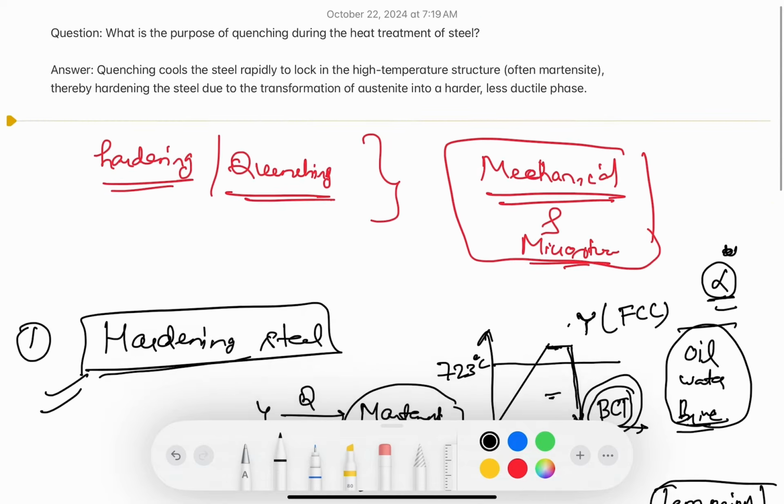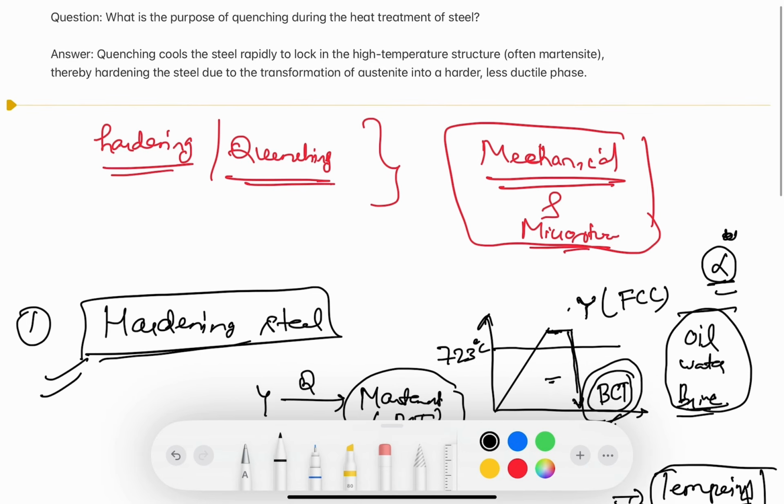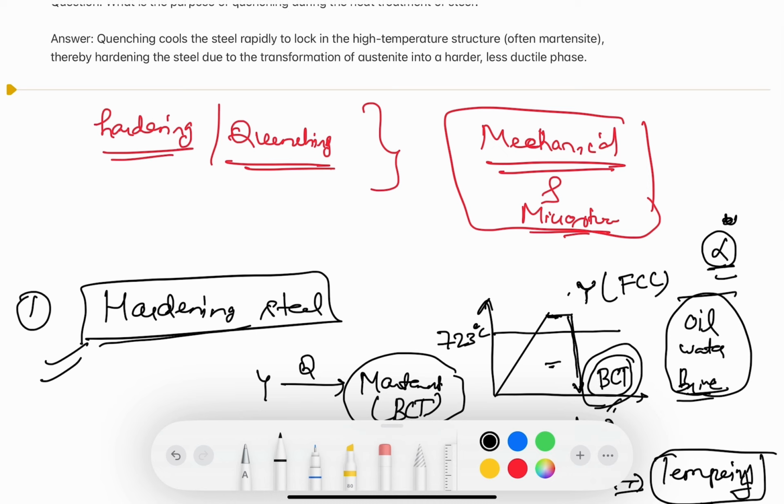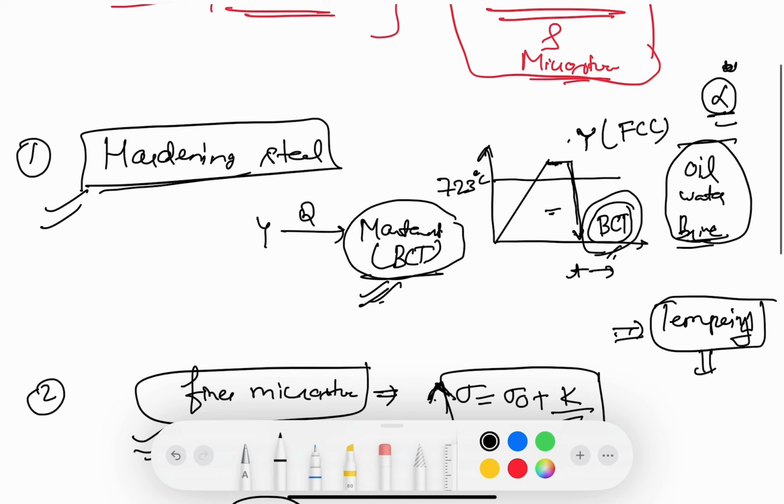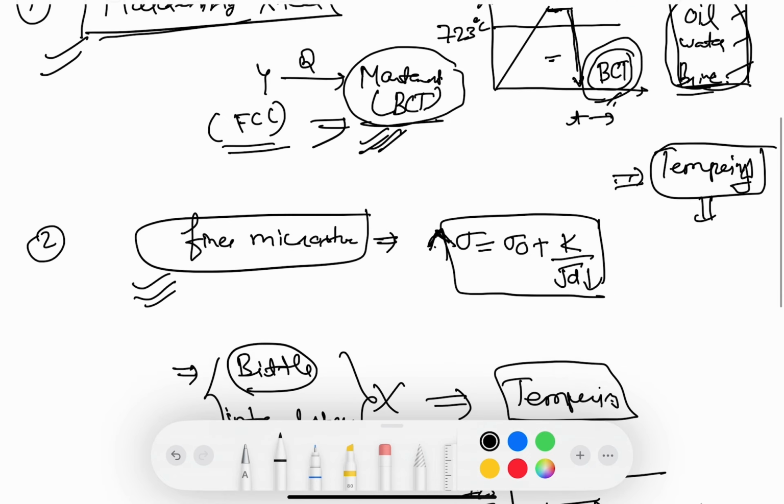All right, so this is the main answer to this question: what is the purpose of quenching? Quenching cools the steel rapidly to lock in the high temperature structure as martensite, thereby hardening the steel due to the transformation of austenite into a harder, less ductile phase, martensite. The crystal structure of martensite is BCT, transformed from FCC to BCT. You can do this quenching in media such as oil, water, or brine solution. And this is the Hall-Petch relationship, basically used for grain size strengthening.